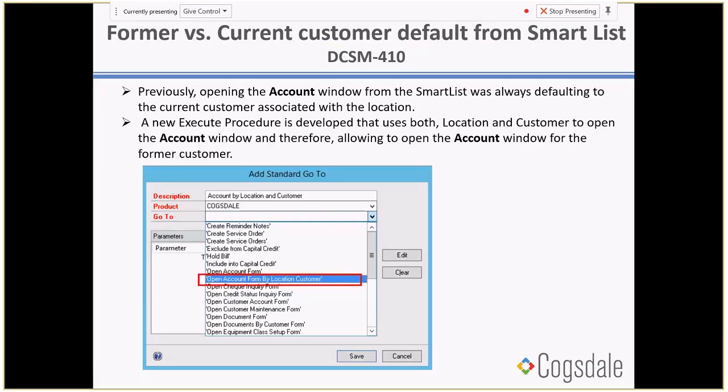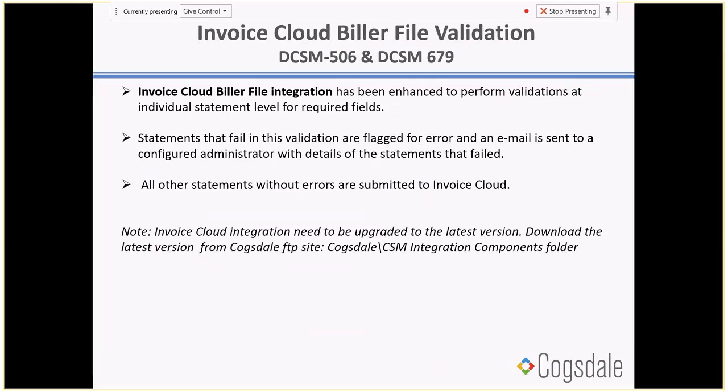So now let's move to the next one, Invoice Cloud Biller File Validation. For those of you that are using Invoice Cloud integration, we know that the Biller File contains the statements information that is passed to Invoice Cloud, and then Invoice Cloud processes those and allows the customers who signed on to Invoice Cloud to do payments online, to do e-bill notifications, or do auto-pays.